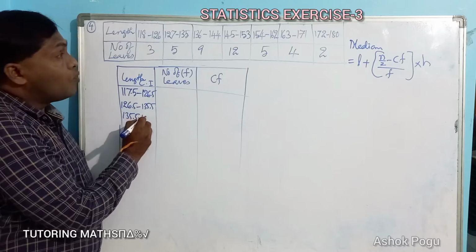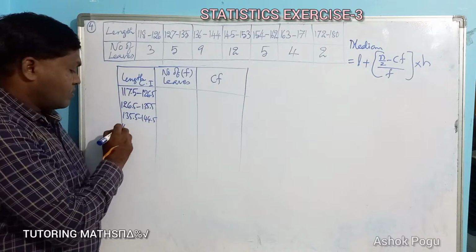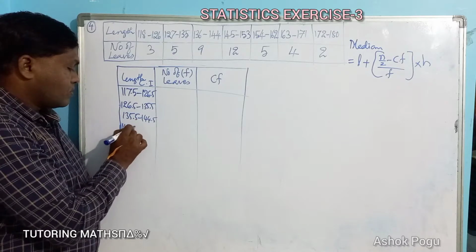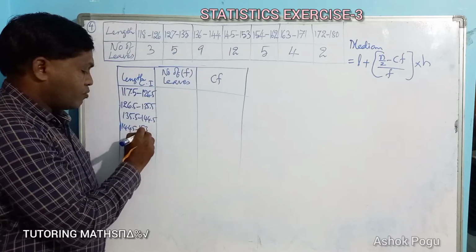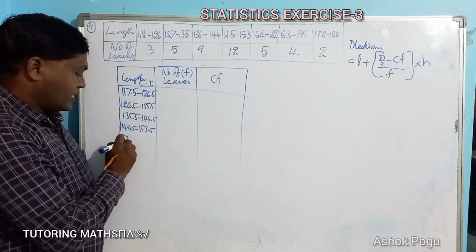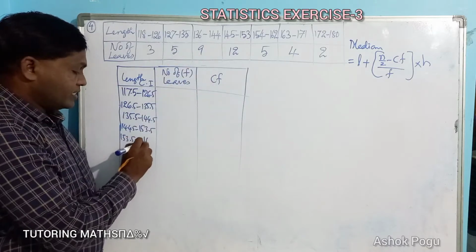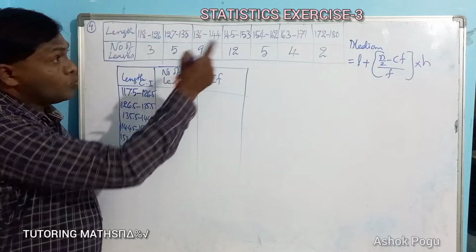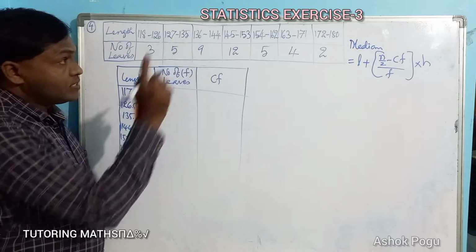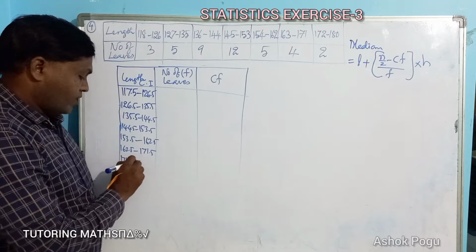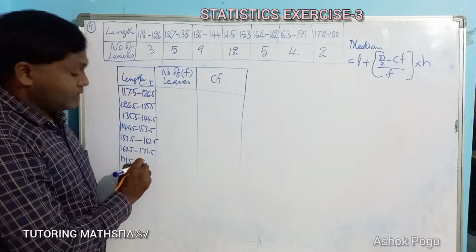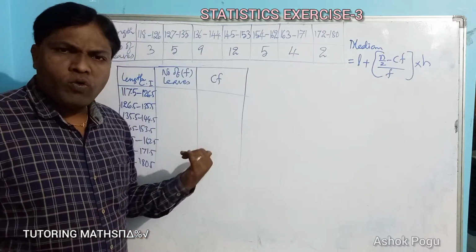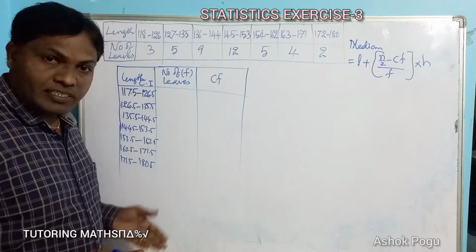135.5 to 144.5. Next, 144.5 to 153.5. Next, 153.5 to 162.5. Yes, 162.5 to 171.5, and finally 171.5 to 180.5. Now we have converted the given class intervals into exclusive continuation classes, continuous classes.